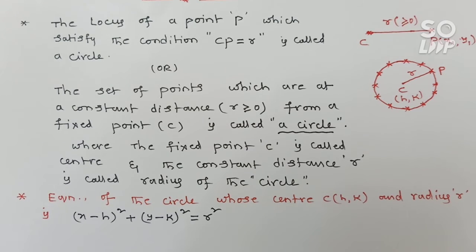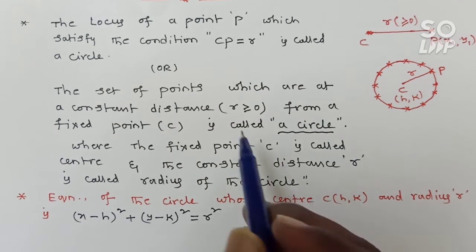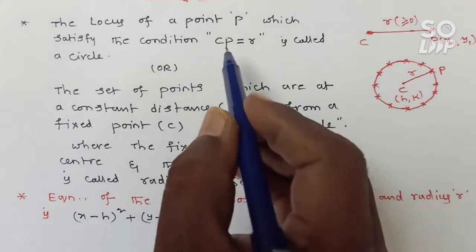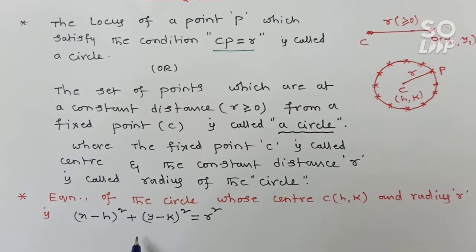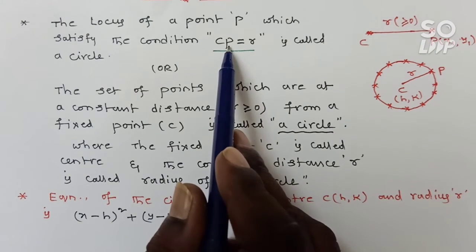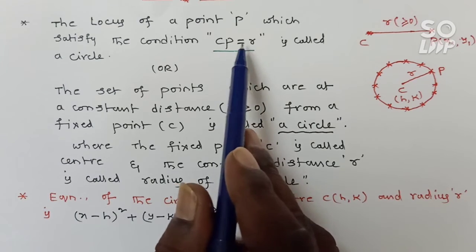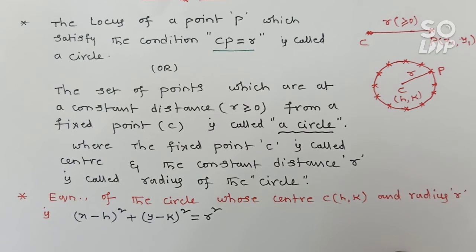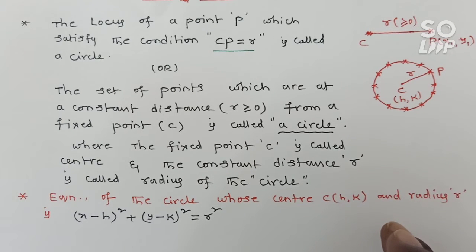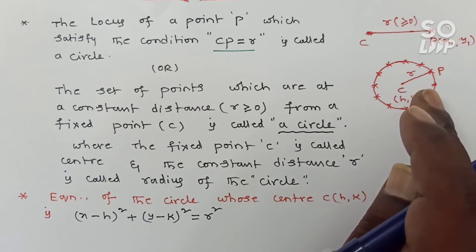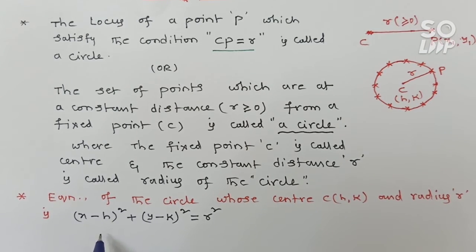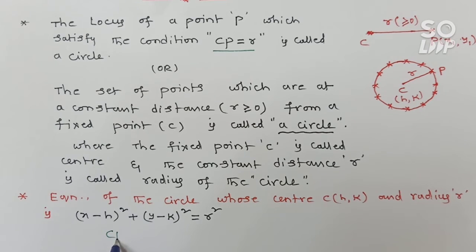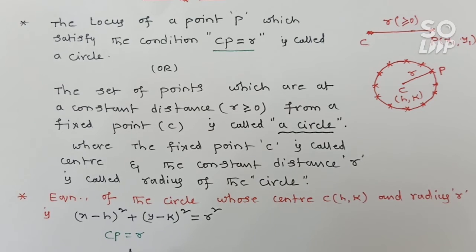So how can we prove this one? We can prove this result by taking the given condition. What is the given condition? CP equals r. C is the fixed point and P is a point at a distance r from C. Right? So according to this figure, the same figure you can draw again in this proof. So I am considering this one. Here the given condition is CP equals r.